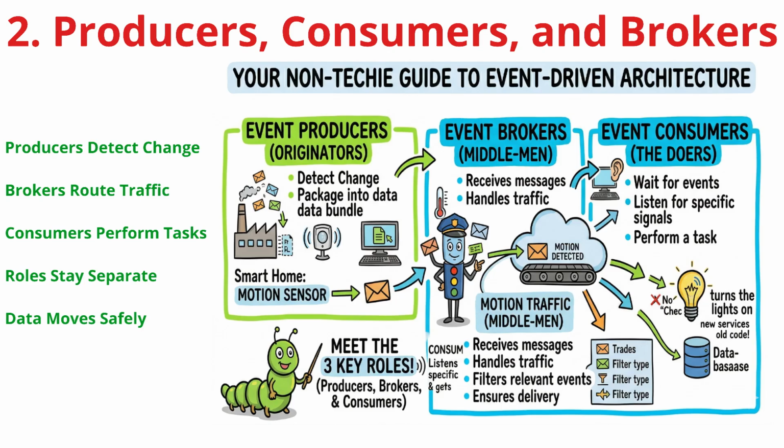Finally, we meet the event consumers, the doers. They sit quietly, listening for specific signals. When the light bulb service receives that motion-detected event from the broker, it springs into action and turns the lights on. By splitting these roles, your system stays organized, efficient, and ready to scale.